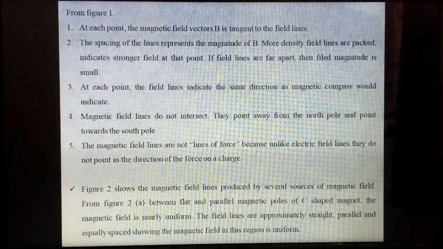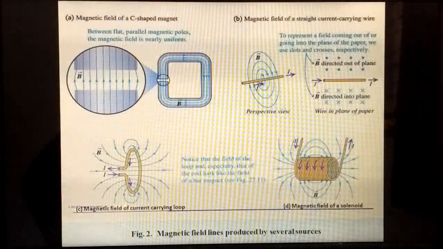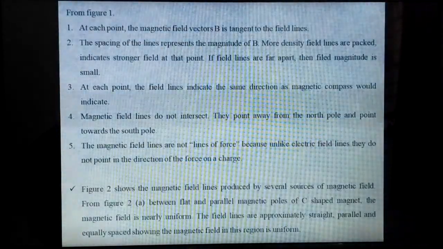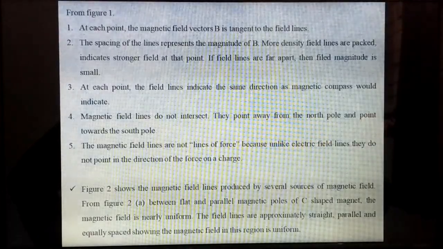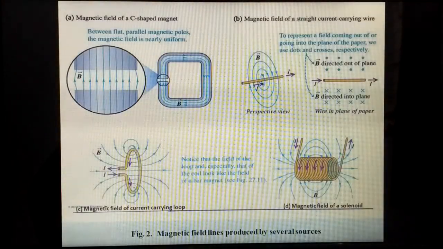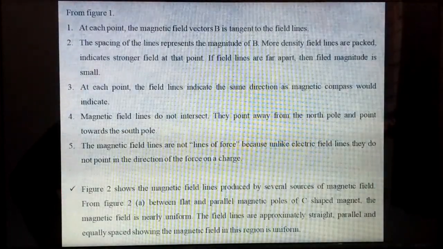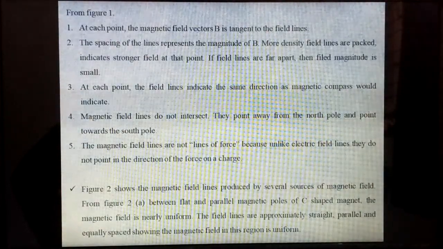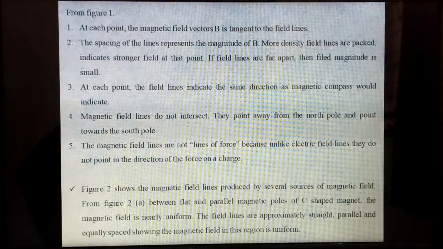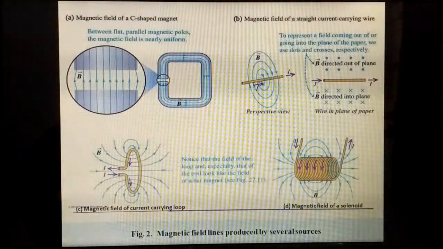Figure 2a shows the magnetic field of a C-shaped magnet, between the flat and parallel magnetic poles. Why is it called C-shaped? Because its shape is the letter C. In the C-shaped magnet, the magnetic field is nearly uniform. The field lines are approximately straight, parallel and equally spaced, showing that the magnetic field in this region is uniform. This is the C-shaped magnetic field.